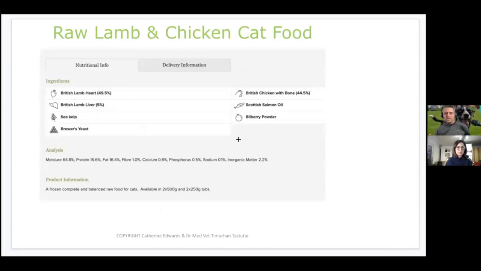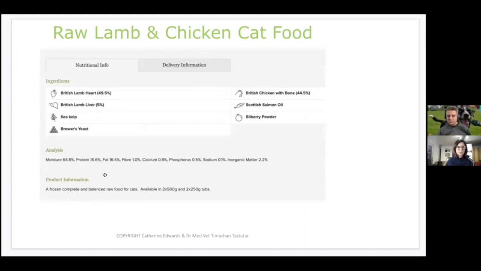Okay, so let's come to this. So this is an interesting one, because this is a frozen, complete and balanced raw food for cats. So they say it's complete and balanced. All right, so we are looking at it. Protein is 15% and fat is 16%. This is not balanced at all for cats, because too much fat for cats.